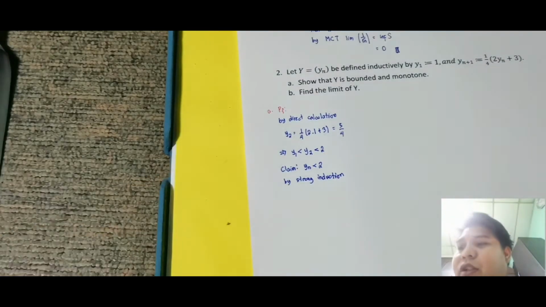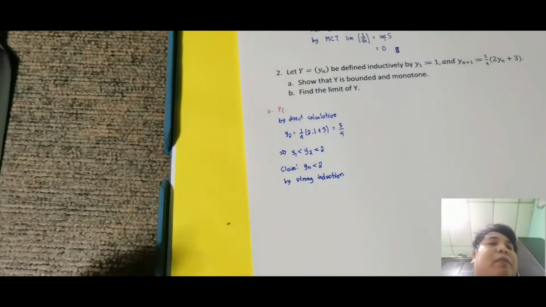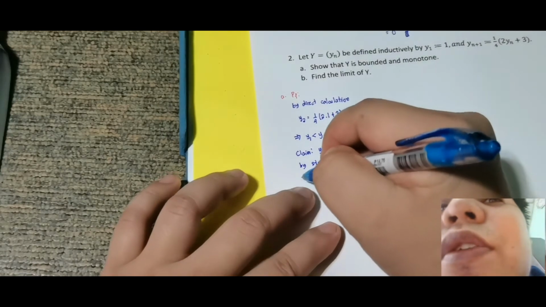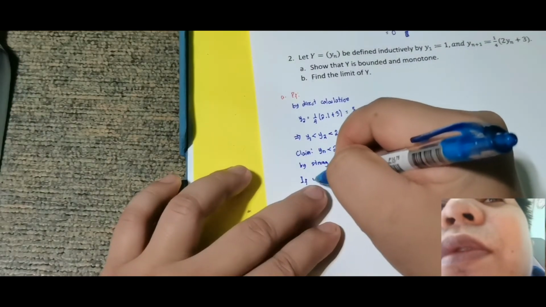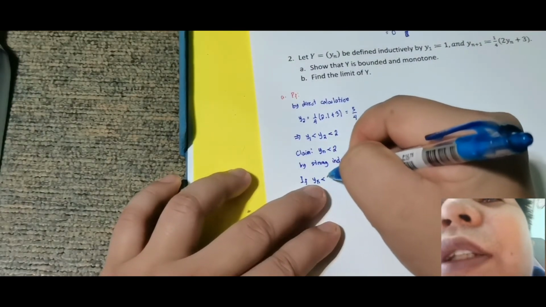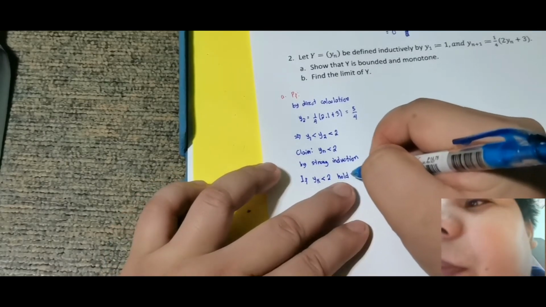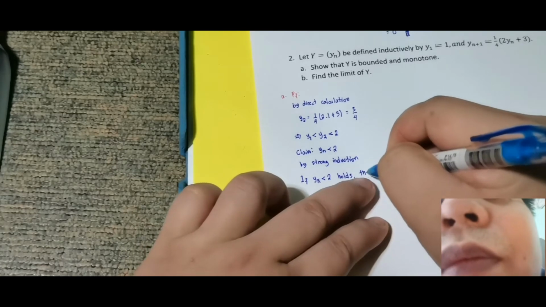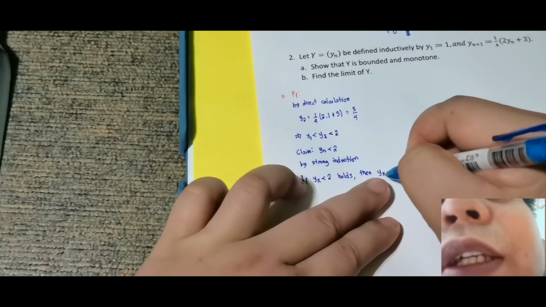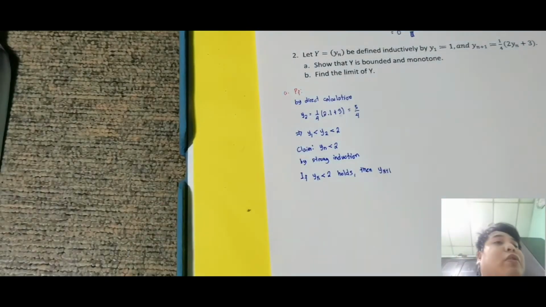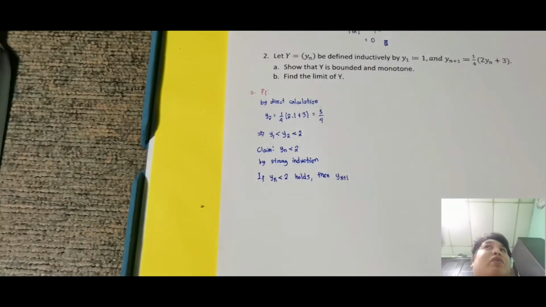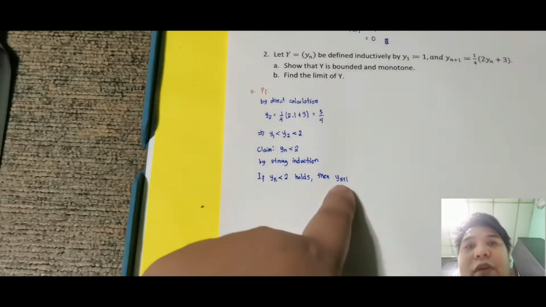Okay, so by strong induction, if k is equal to ganito, so if y sub k is less than 2, okay, so for n is equal to k, then y sub k plus 1 must be true also. Kasi assume ko na n is equal to k, assumption yun, so true yun, then sunod na yung assume ko, dapat si y sub k plus 1, dapat true din yun. Okay, so ano yung y sub k plus 1?